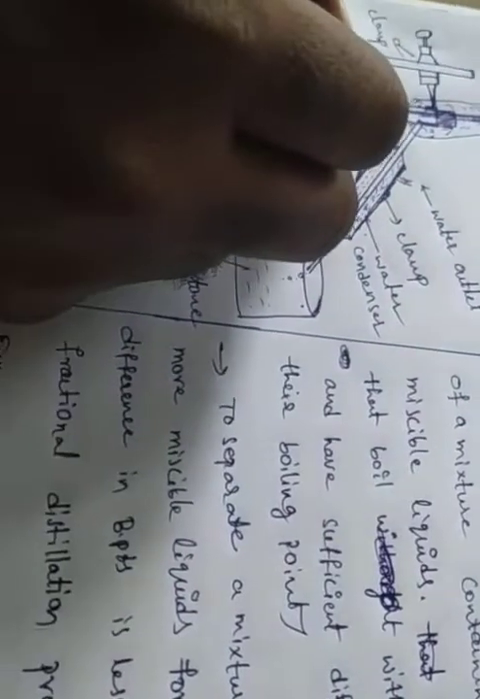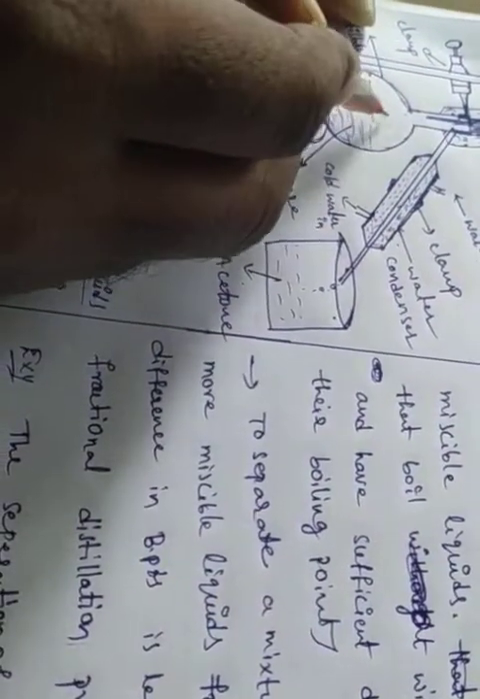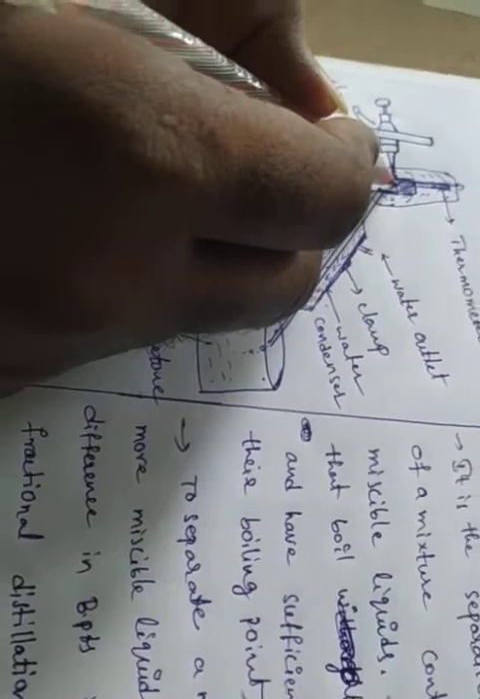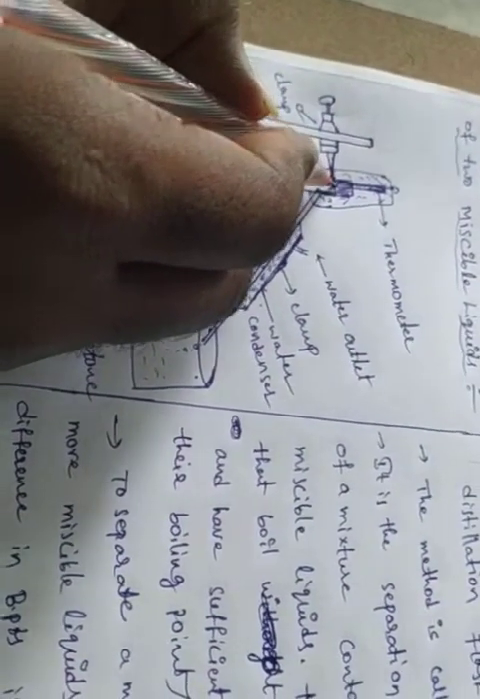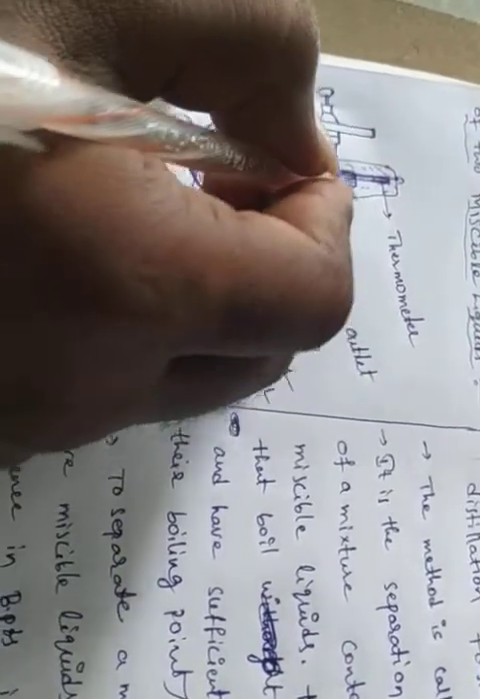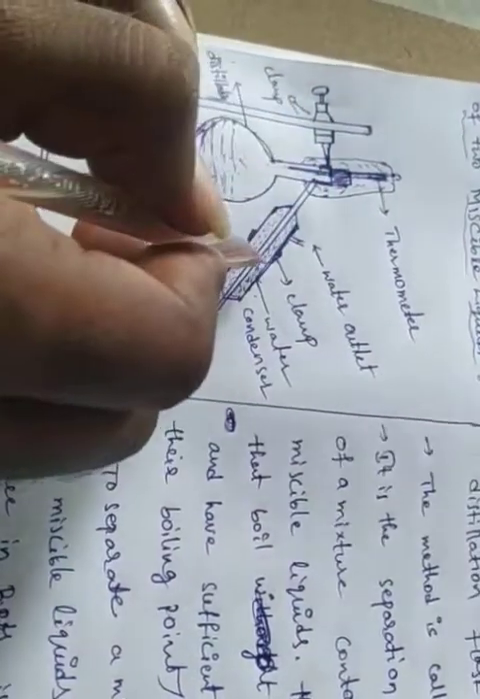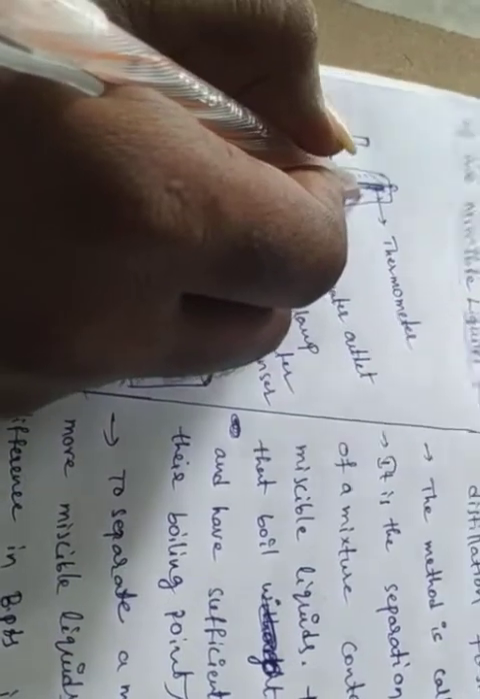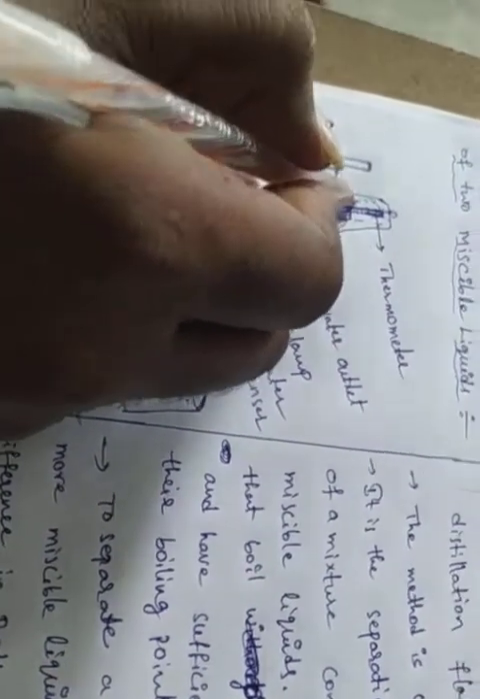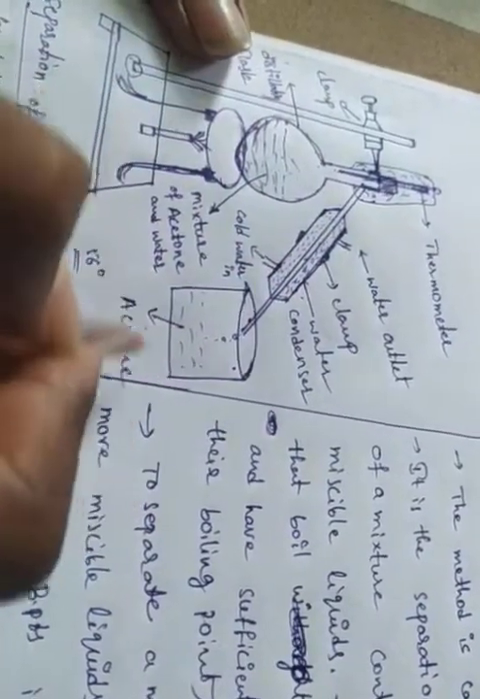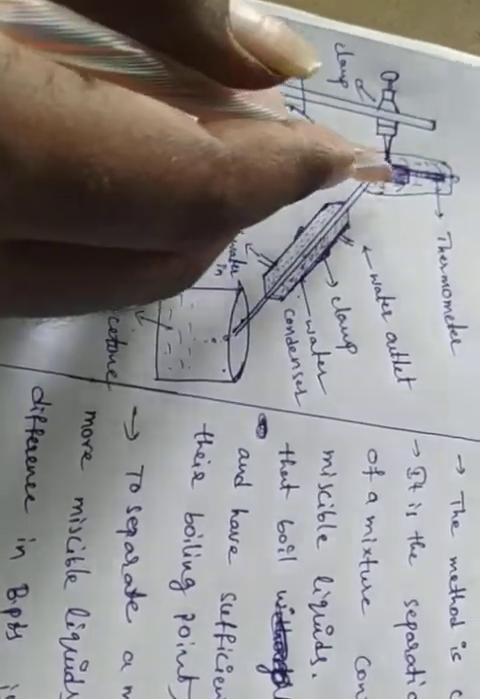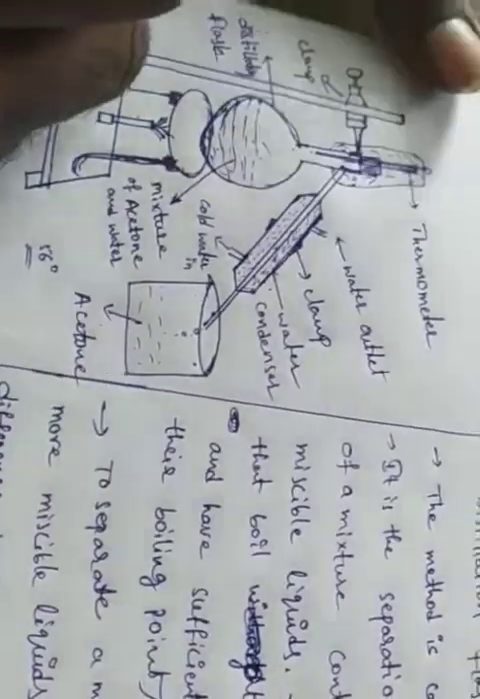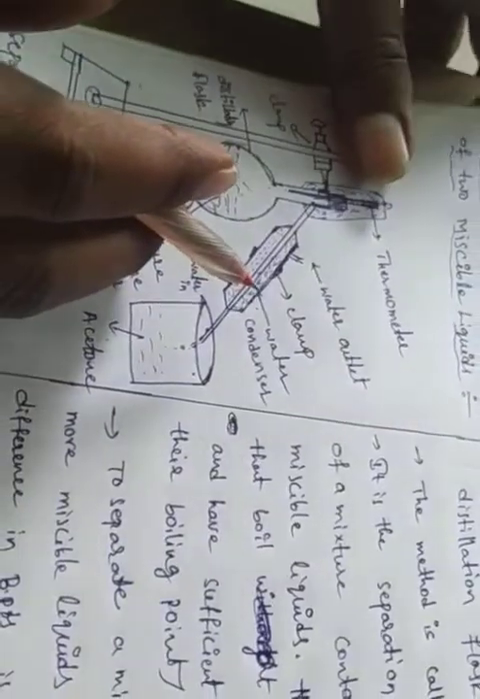Why? Because here the boiling points are very close. Whichever liquid evaporates first, its vapor is immediately converted into liquid in the fractionating column, and that liquid we can separate. That's why we use the fractionating column. That is the difference between simple distillation and fractional distillation.